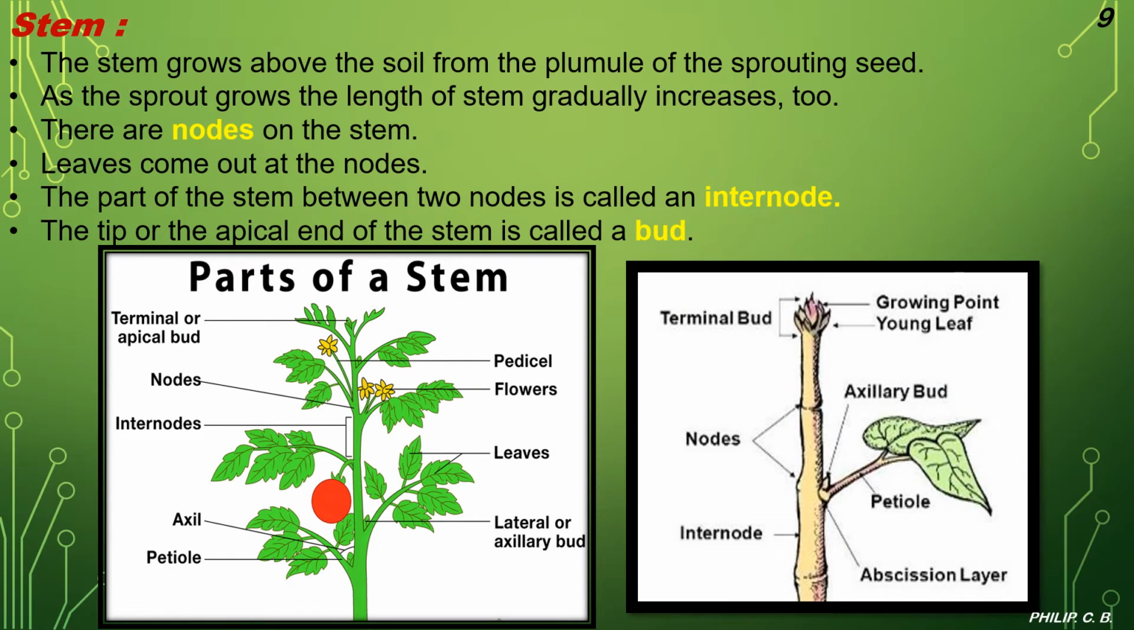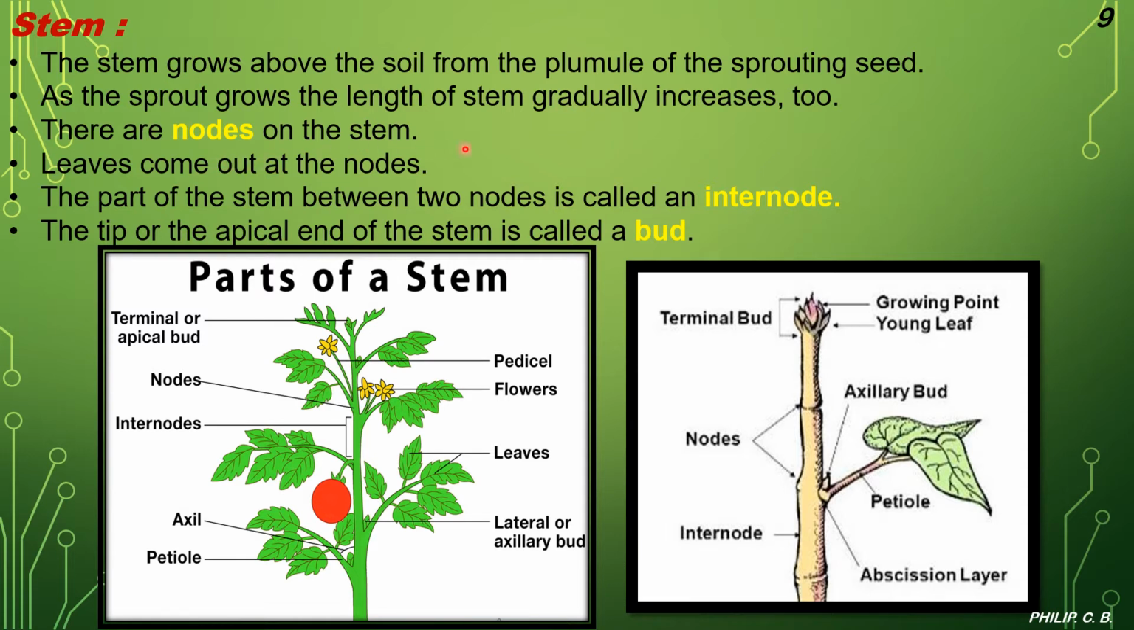Okay, now coming to the second part, that is stem. So first point, the stem grows above the soil from the plumule of the sprouting seed. As the sprout grows, the length of the stem gradually increases too. As we saw in the earlier image, first the seed starts to sprout and the root part goes down. Initially it is called a radicle, which further forms the root, whereas the upper part, which is a plumule, starts to sprout or germinate, which forms the stem.